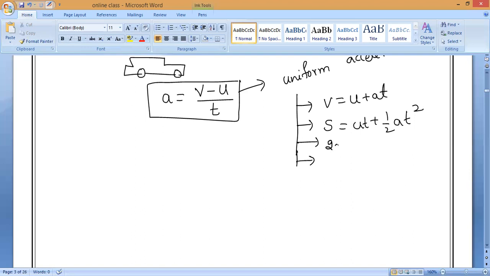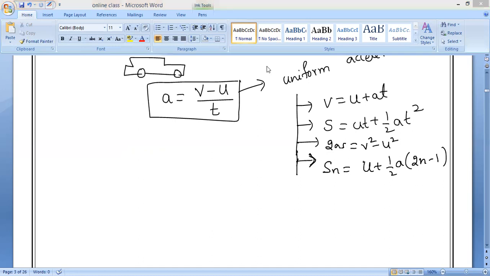Next, 2as = v² − u². Then Sn = u + 1/2 a (2n − 1). Sir, these are the 4 equations. Yes. Now, sir, why can't we pronounce that 1 by 2 as half? Half into a into (2n − 1).